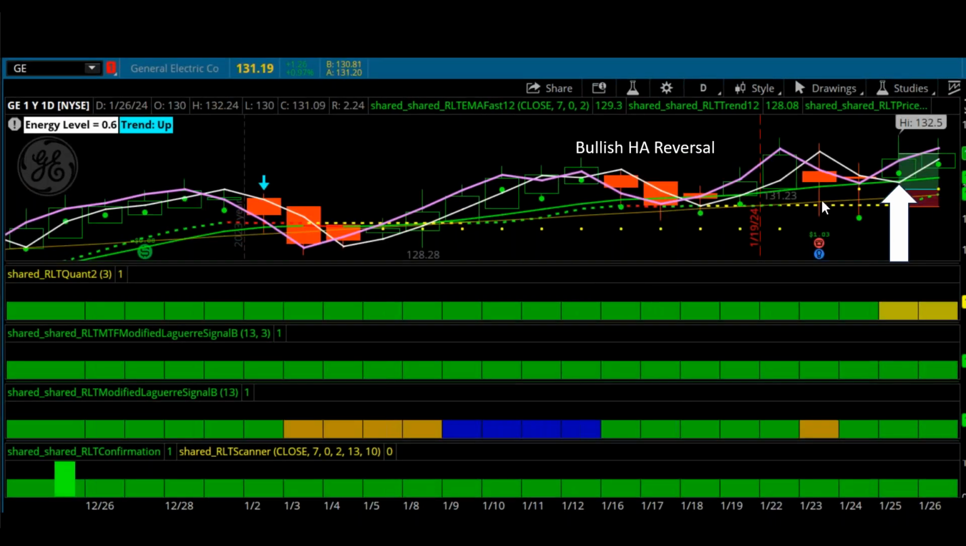GE, this was another Fibonacci reversal. Again, I'm not going to cover these reversals today. I do that in a separate webinar, but if you're in my room or in my alert service, I do have a video on all of these strategies and how to use them. But see, this was a reversal here again, and you notice that everything is green except for the long-term trend, which went to yellow here, but everything else was green.